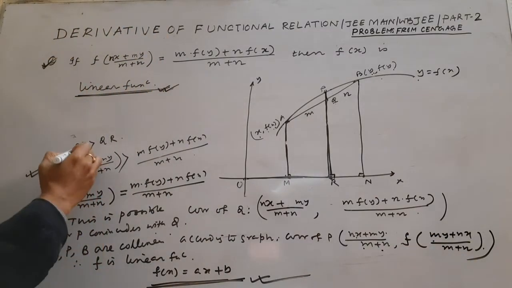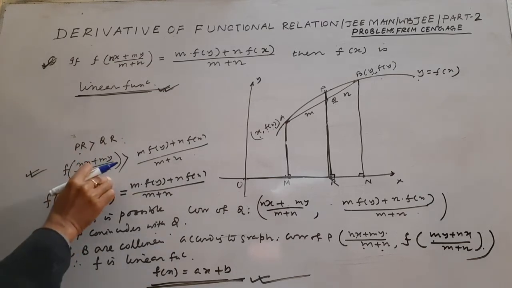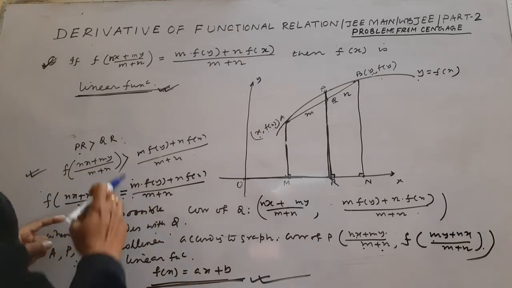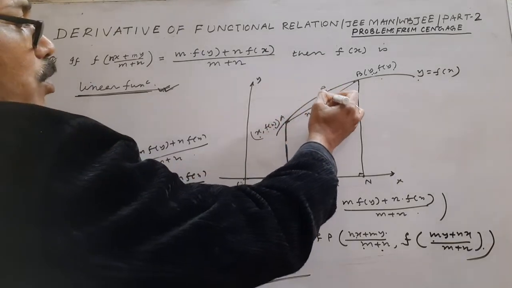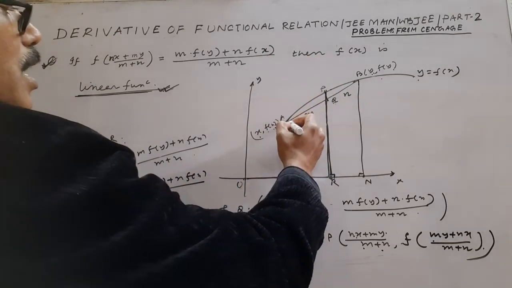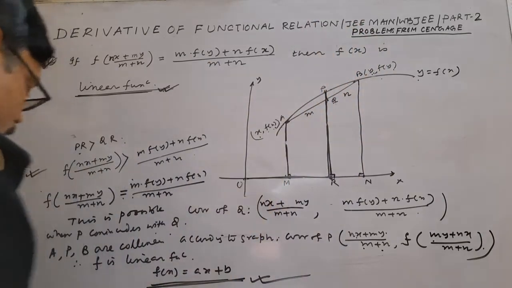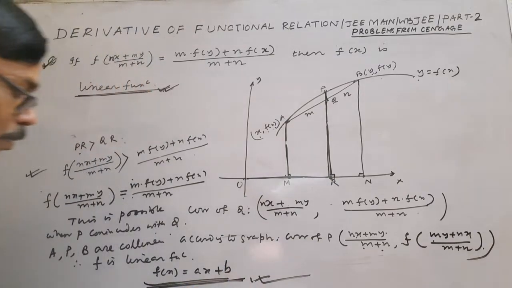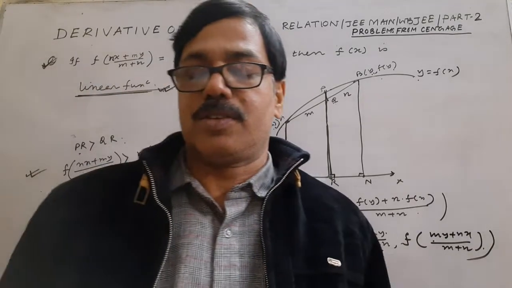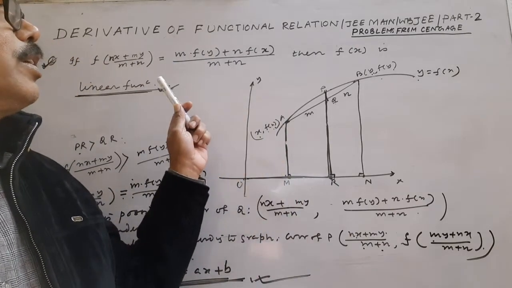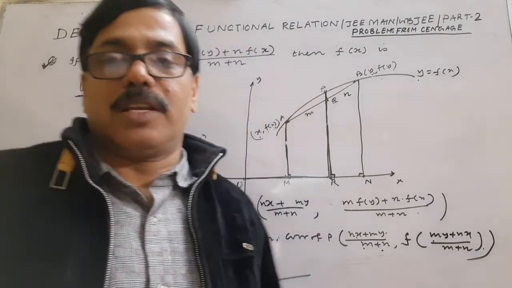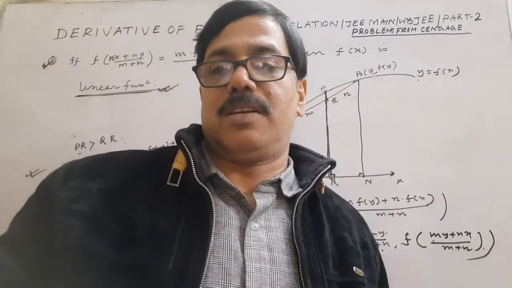So from the figure, PR is greater than QR. PR is this, QR is this. Now from the given condition, this is our given relation. So this is possible when P coincides with Q. That is, A, P, B are collinear. So f is a linear function. So it is of the form f(x) equals ax plus b. So we remember this result. Now, application of this result.